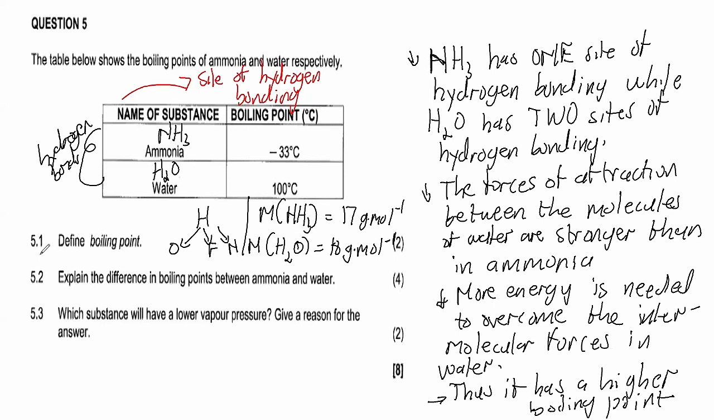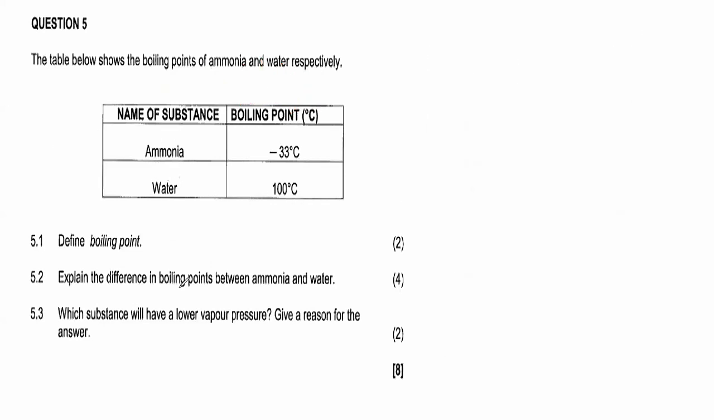Okay, now let's go to 5.3. It says, which substance will have a lower vapor pressure? Give a reason for the answer. Right, so lower vapor pressure. If we check here, we do not see any vapor pressures. We are only given the boiling point. So in order to answer this one, we need to know the relationship between boiling point and vapor pressure. Boiling point is inversely proportional to vapor pressure. So that means the substance with the lower vapor pressure must have a higher boiling point.